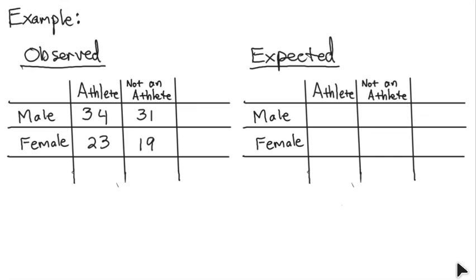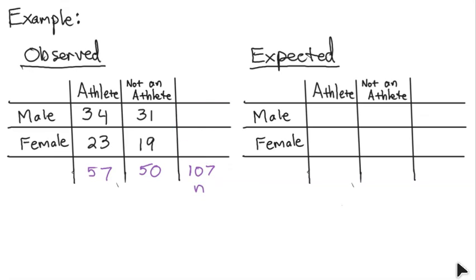So the first thing we're going to do is total this column. We're going to call this the athlete column. And 34 plus 23 is 57. So this is our column total. Then the column for not an athlete, we're going to sum that up. 31 plus 19, that's 50. So we'll put 50 here. And now we can actually sum it up sideways. 57 plus 50, that's 107. And so it looks like our n is 107. Our sample size is 107.